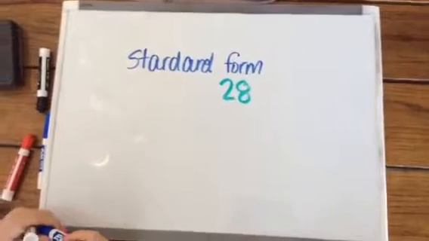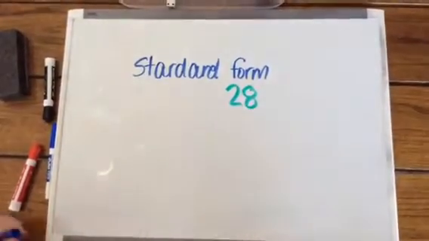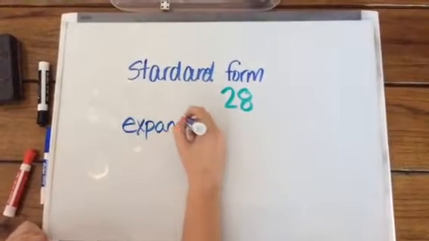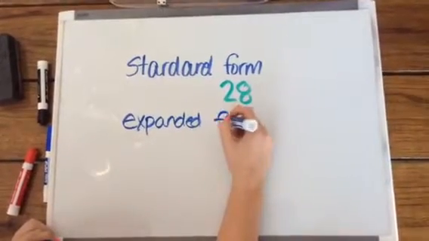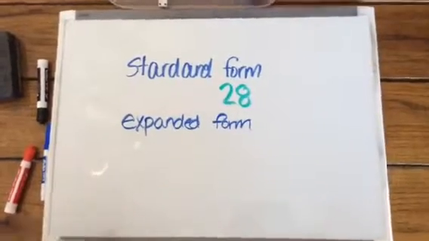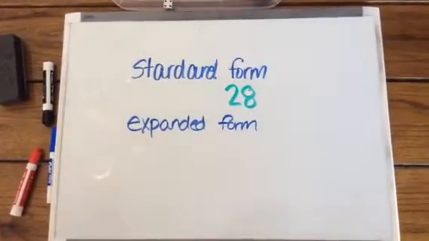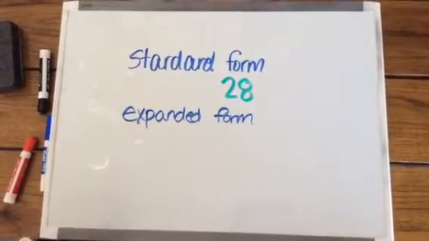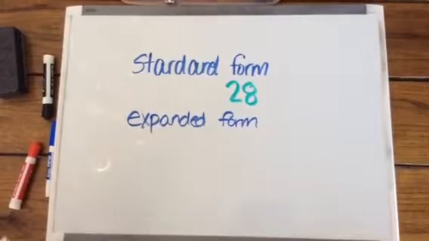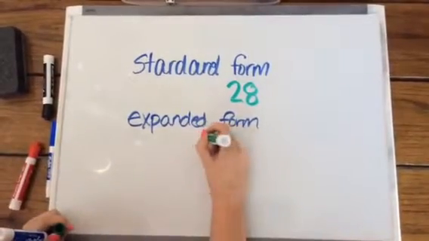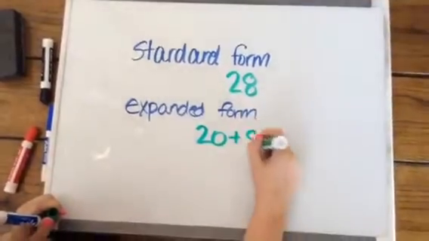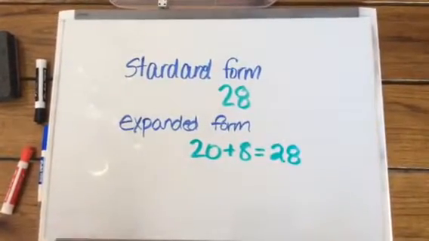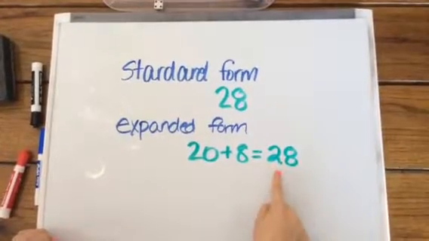The next definition we're using is expanded form. Expanded form is writing the number in an equation type. An example of this would be 20 plus 8 equals 28.